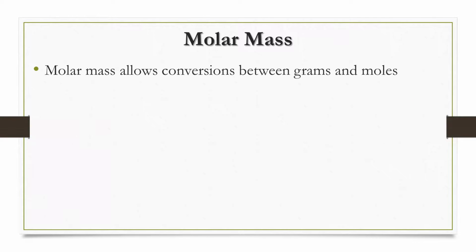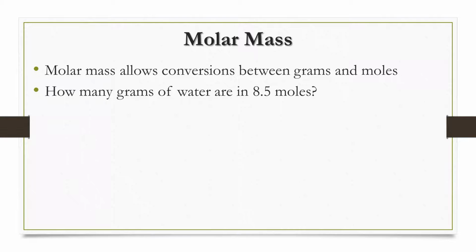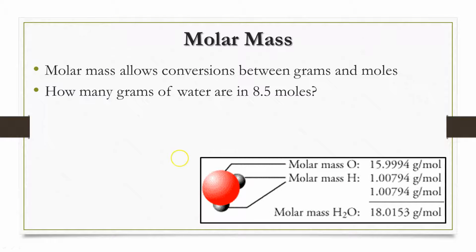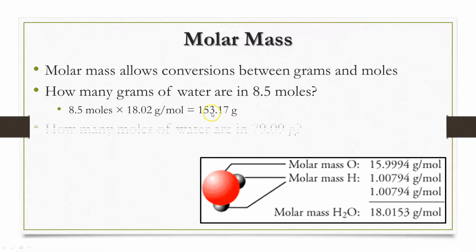So molar mass is handy because it allows you to convert between both grams and moles in your formula. So let's take a look at how many grams of water are in 8.5 moles. Well, here I've previously calculated the molar mass of water, so I'm going to take 8.5 moles and multiply it by 18.02 grams per mole, which is the molar mass right there, and that's going to work out to be 153.17 grams. So just this, multiplied by that, the moles are going to cancel out and I'm left with grams.